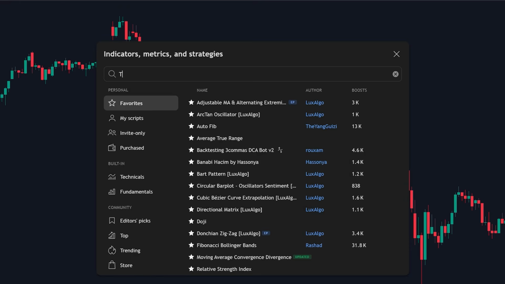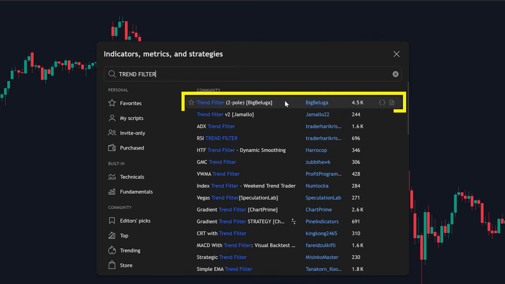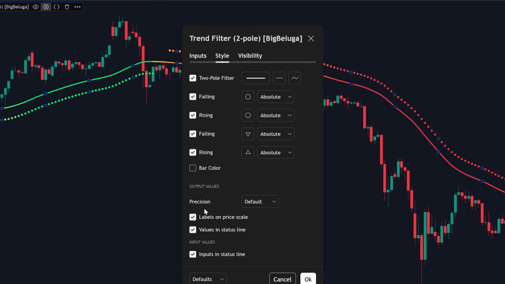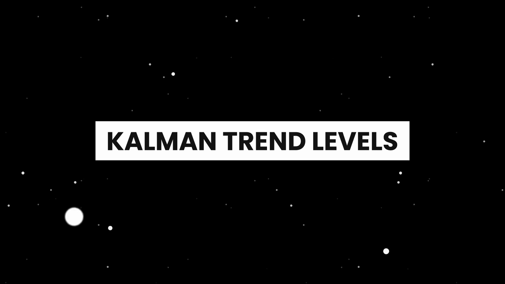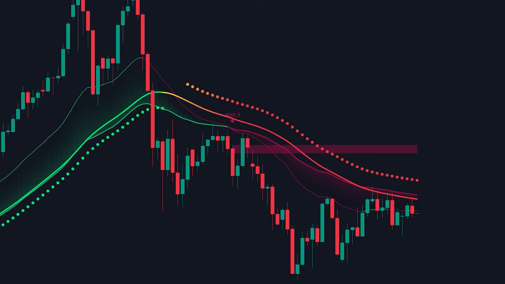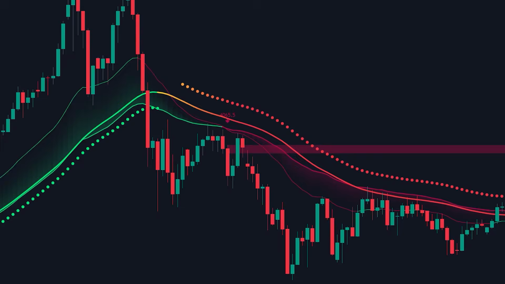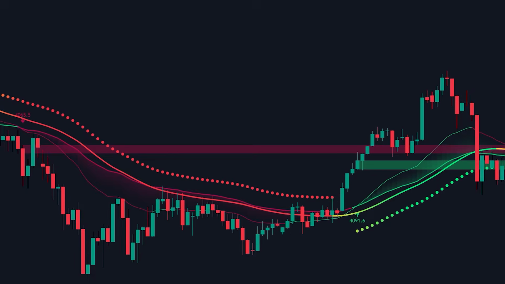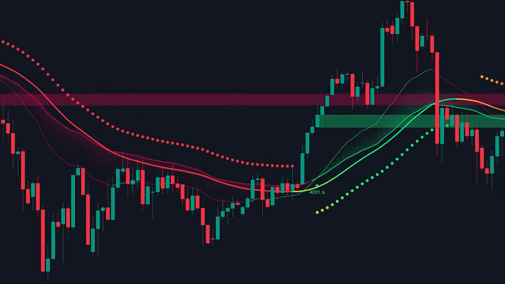To add it, search Trend Filter in the Indicators tab. Change the length from 20 to 28. Then go to the Style tab and hide the elements that clutter the chart. Now add the second indicator, Kalman Trend Levels. This one adds the precision layer. While the Trend Filter tells you what the market is doing, the Kalman Trend Levels tell you when to act by firing explicit buy and sell signals within the established trend.